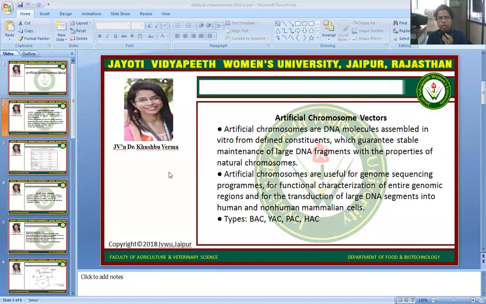defined constituents which guarantee stable maintenance of large DNA fragments, with the properties of natural chromosomes. Artificial chromosomes are useful for genome sequencing programs, for functional characterization of entire genomic regions, and for the transduction of large DNA segments into human and non-human mammalian cells. It means they are capable of transferring large DNA molecules or segments to humans and non-humans, like bacterial cells. For example, BAC, YAC, PAC and HAC.